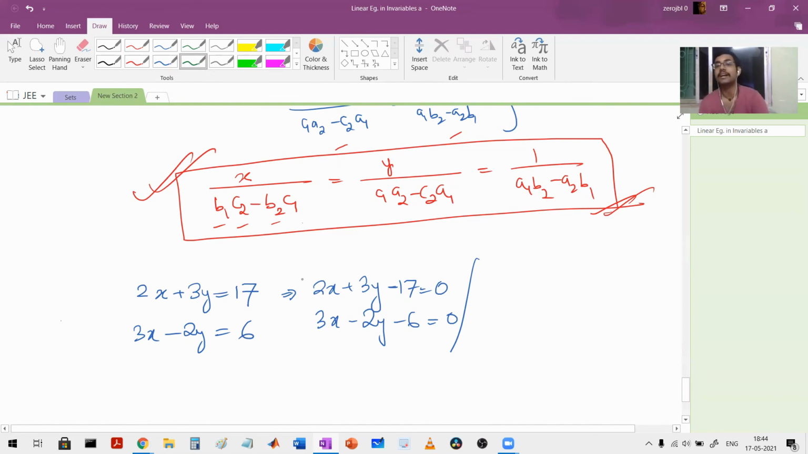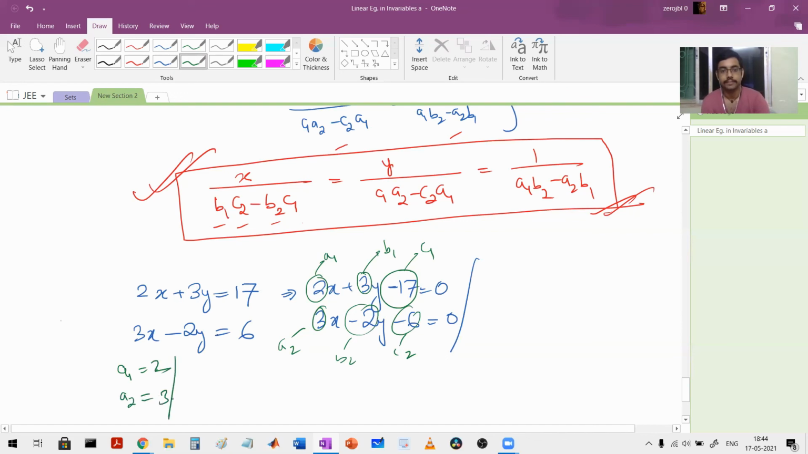How? First, recognize the values of a1, a2, b1, b2, c1, c2. So see, this is a1, this is b1, and this is c1. This is a2, this is b2, this is c2. Is this clear up to this? So a1 is 2, a2 is 3, b1 is 3, b2 is minus 2, c1 is minus 17, c2 is minus 6. Clear? Now just close your eyes and put it into this formula. Don't start a debate.